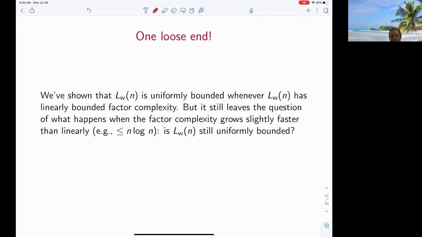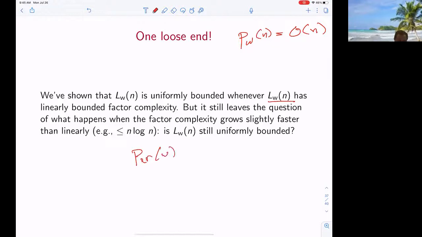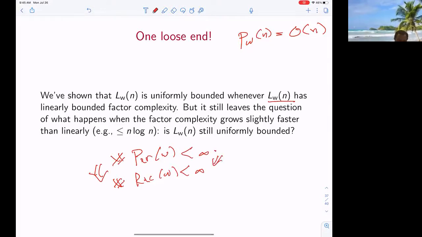So I'm almost ready to end the talk, but I want to finish up and mention one thing. Throughout what we did, we were always assuming that the subword complexity function is linearly bounded. And in that case, we showed that LWN has linearly bounded factor complexity. Using that, you get that this was finite, and you can use that to show that rec W is finite. So this is the first step, and then you can use that to show all these quantities are finite.